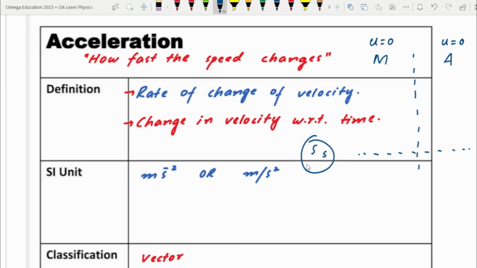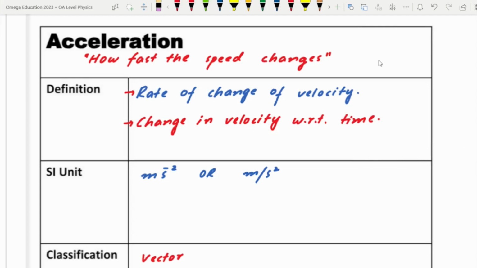So we can say the acceleration of the motorbike in the first 5 seconds is higher than the acceleration of the airplane in the first 5 seconds. So acceleration has nothing to do with your speed alone. It tells you how quickly you change your speed with respect to time.